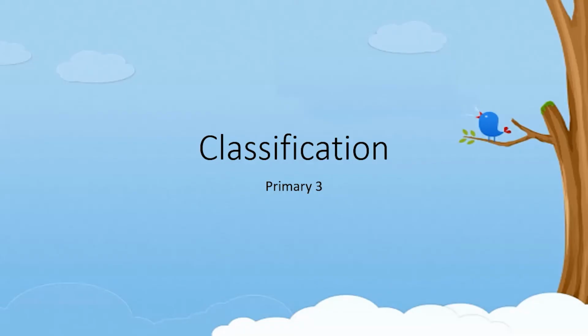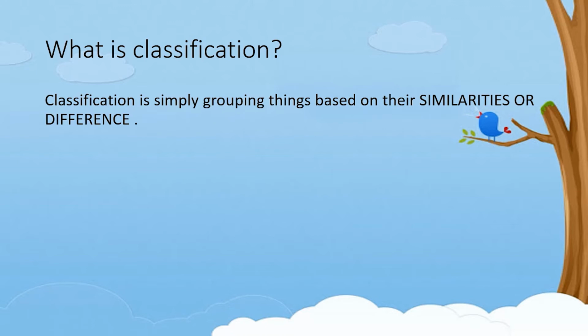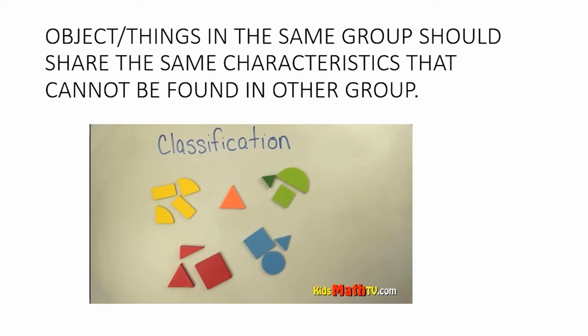After watching the example video of classification, now have you understood what classification is? Let me review for you a little bit. Classification is simply grouping things based on their similarities or differences. Atau dalam bahasa Indonesia, ketika kita mengklasifikasi sesuatu, berarti kita mengelompokkan benda-benda tersebut berdasarkan ciri-ciri yang sama atau perbedaan yang mereka miliki. Lalu kita tempatkan mereka ke dalam suatu grup yang sama. Objects or things in the same group should share the same characteristic that cannot be found in other groups.